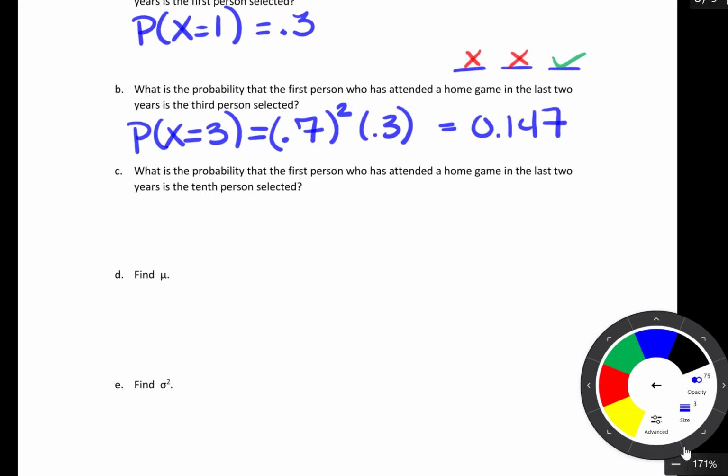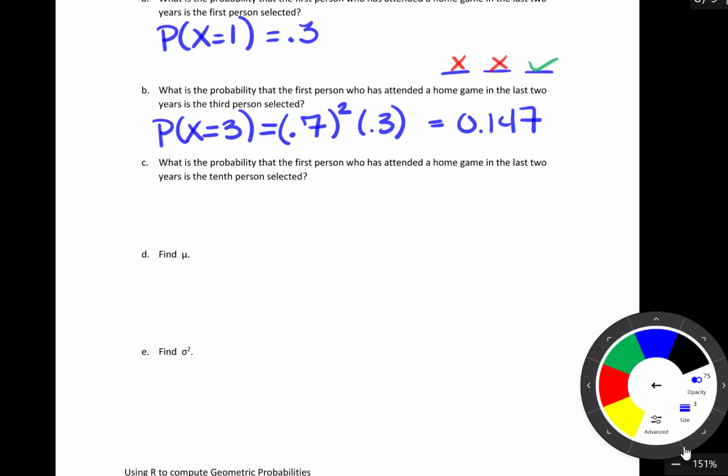What is the probability the first person who has attended a home game in the last 2 years is the 10th person? Well, we can do something very similar. We know that the first 9 people we spoke with are failures, and the last one is the success.